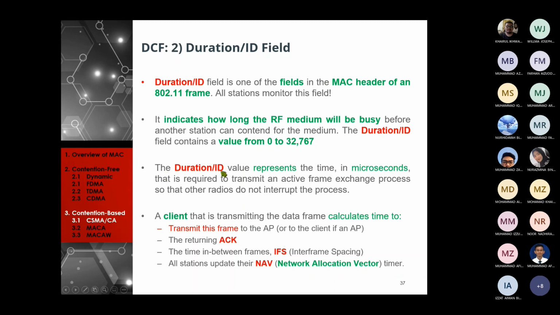The duration ID value represents the time in microseconds that is required to transmit an active frame exchange process so that the other radios do not interrupt the process. A client that is transmitting the data frame calculates the time to transmit this frame to the AP, or to the client if it is an AP. Ataupun kalau AP yang nak send, dia akan transmit to the client, and then the returning ACK, ataupun the times in between frames, IFS inter-frame spacing. All stations update their NAV, network allocation vector timer.